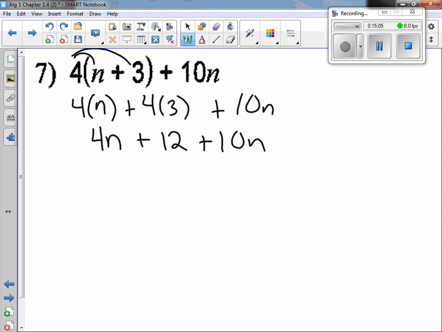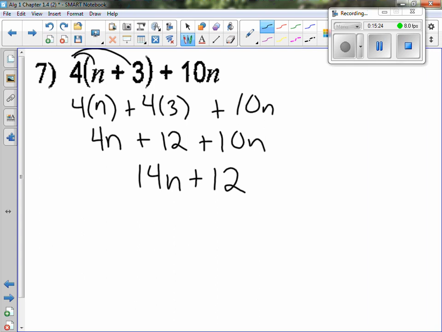So what are our like terms here? 4n and 10n are the two like terms, yes? So what's 4n plus 10n? Plus, so we don't combine 10 and 14 and 12 because they're not like terms. They both don't have n. So, did I do that one right? 14n. Yes? Yes, sir. Yes.